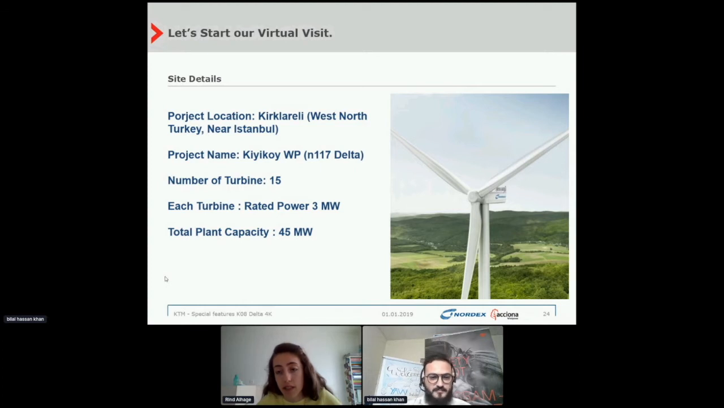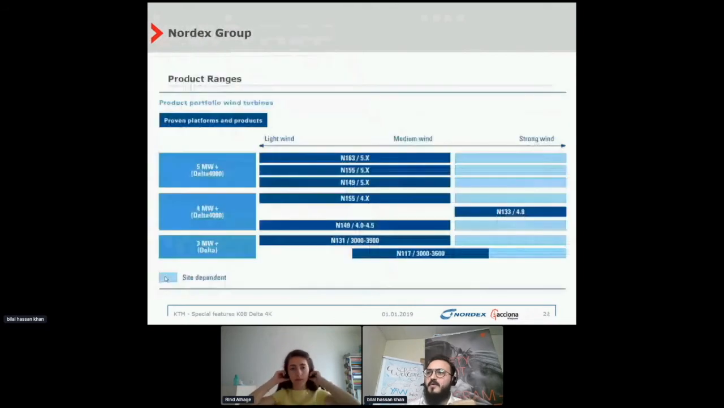Right now? Or Nordex? Nordex has a turbine of up to 5.8 megawatts right now. Actually, as I told, this is the flexible model, so I go back again. Okay, this is the 5 megawatt plus models, Delta 4K, and these turbines can produce more than 5 megawatts, and the maximum rating is 5.8 actually. So we have a model which can produce 5.8 megawatts till now.